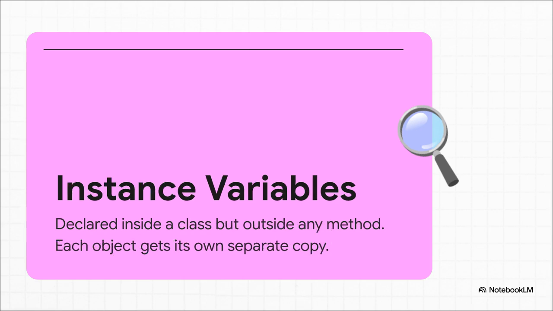Next up, we have instance variables. These are totally different. They define the properties or the state of an object. So if you had a person class, things like name and age would be instance variables.